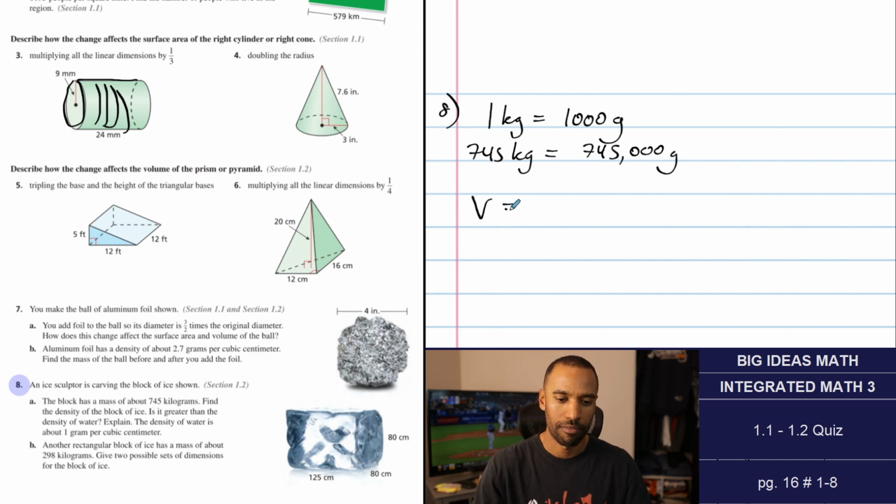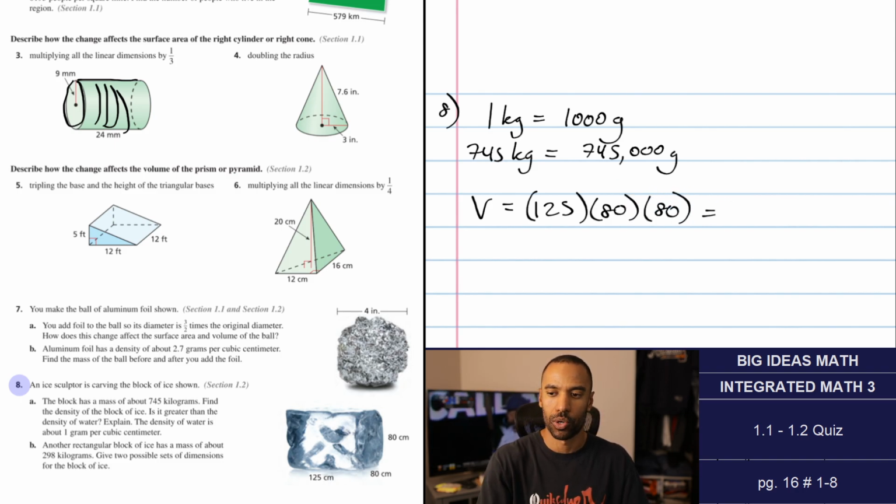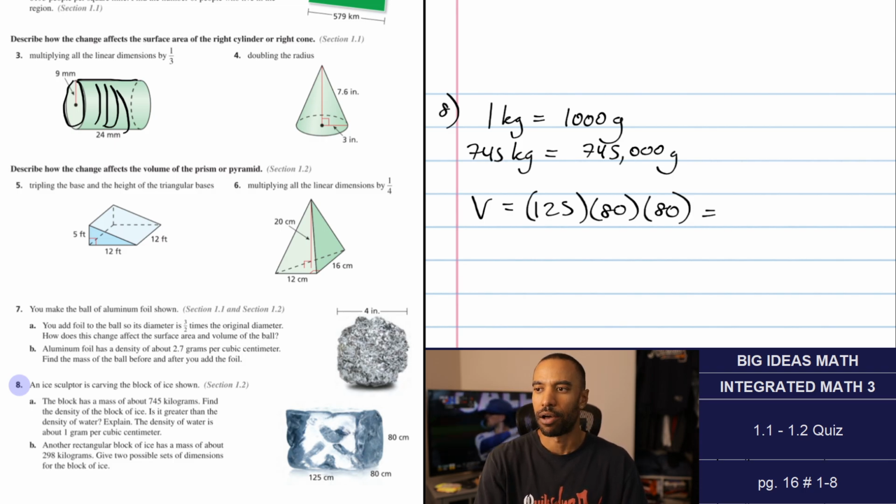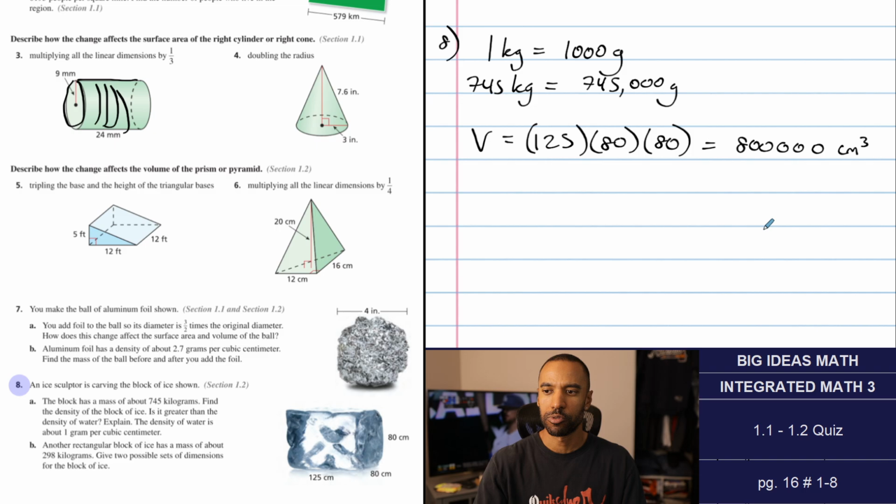The volume of this object is length times width times height, or area base times height, however you want to put it. We do want to use centimeters for this thing, so I'm already set for that. So 125 times 80 squared is 800,000 cubic centimeters.